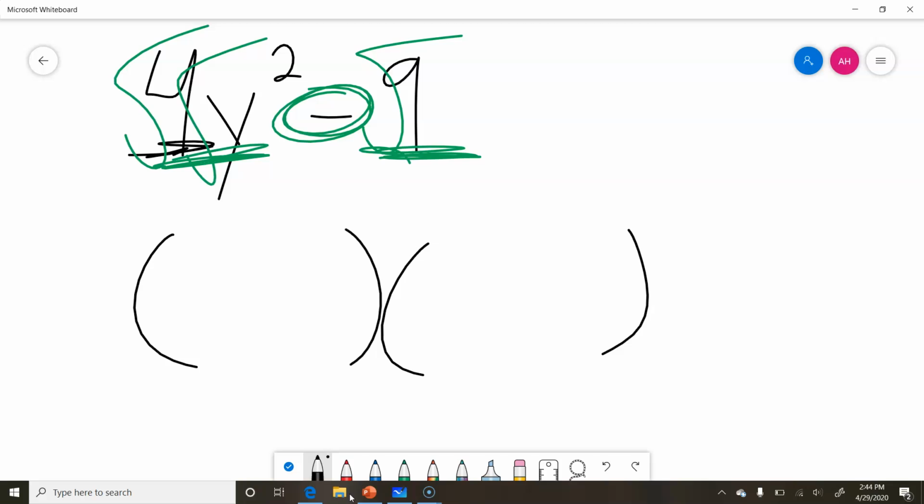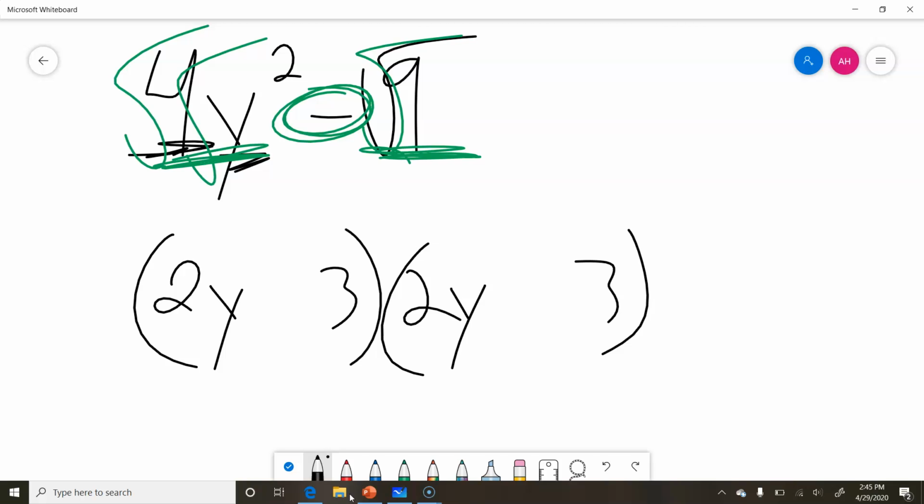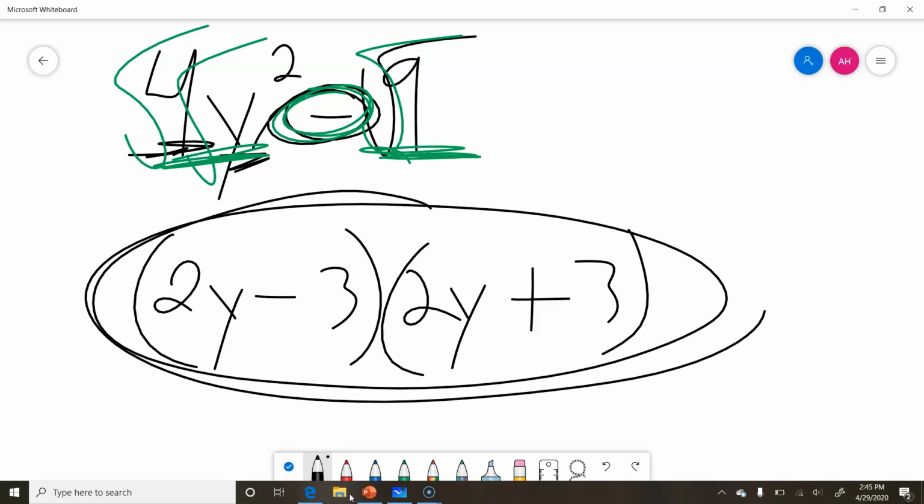So what's the square root of 4? 2 and 2. What's the square root of y squared? Y and y. What's the square root of 9? 3 and 3. And when I have this right here, one is positive, one is negative. And it doesn't even matter. That's how straightforward it is. Just do exactly what I need to do there and plug it in, okay? So there's a good example of a difference of squares.